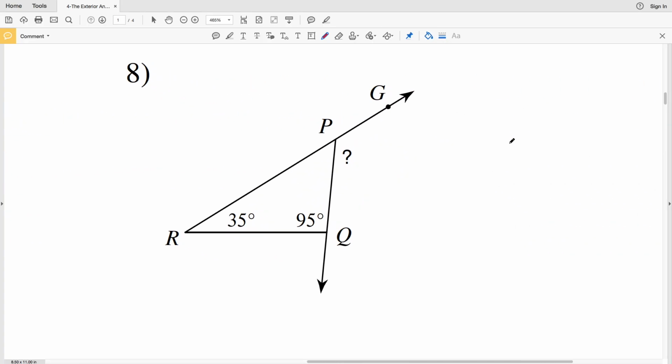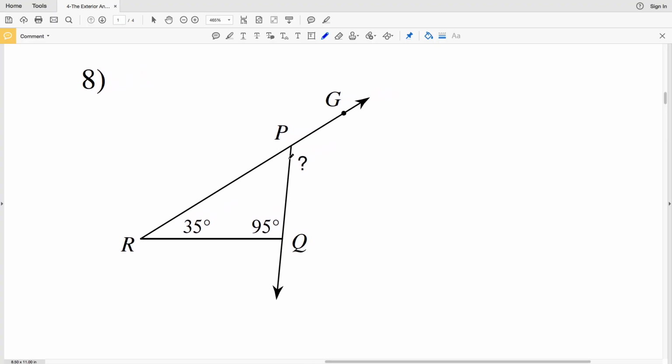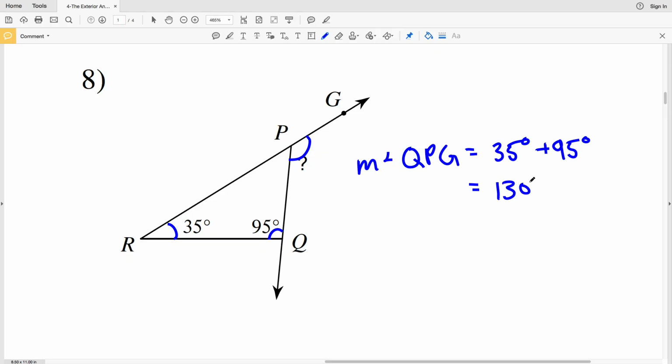And lastly in this video, I'll go over number 8. I'm solving for my exterior angle, so that's going to be equal to 35 plus 95. So the measure of angle QPG equals 35 degrees plus 95 degrees. And 35 degrees plus 95 degrees will equal 130 degrees. So 130 is my solution in number 8.